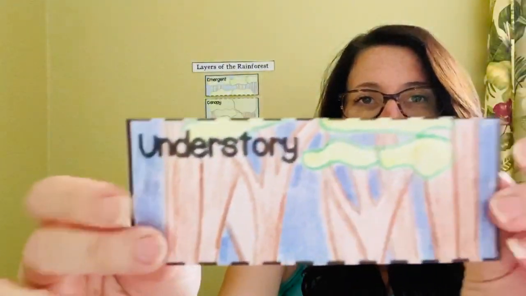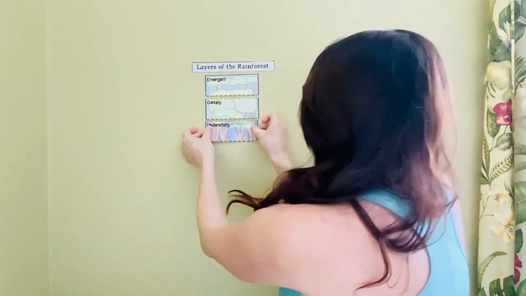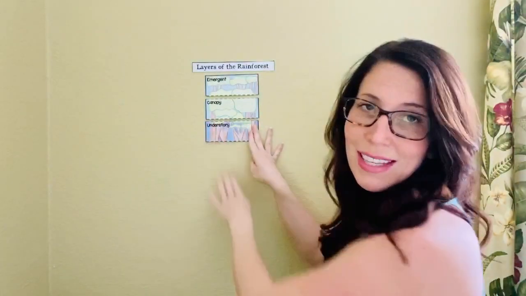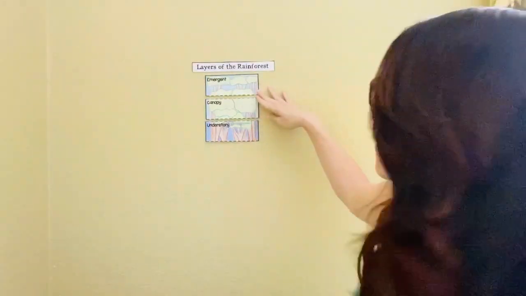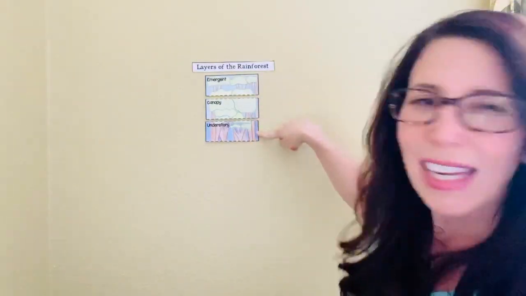Now in this layer, we're going to see animals like toucans, lizards, monkeys. You might even see some rodents and tree frogs. The next layer is the understory. And hopefully you can see from my coloring that it's getting darker as it goes down, because once we get to the bottom of the rainforest, it's going to be very dark and shadowy.